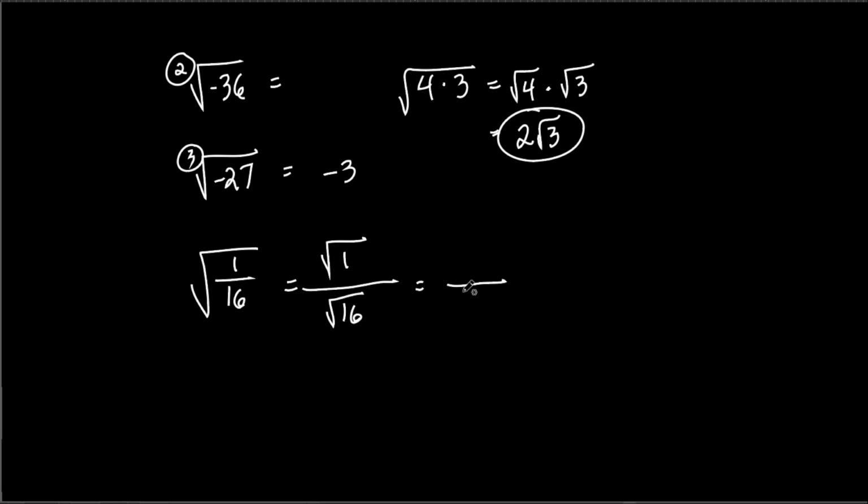Carter said the answer is 1/4. Do you agree with him? Yeah, because the square root of 1 is what? Because what number times itself is 1? 1 times 1 is 1. Okay? What's the square root of 16? It's 4. So the square root of 1 over 16 is the same as just 1/4.